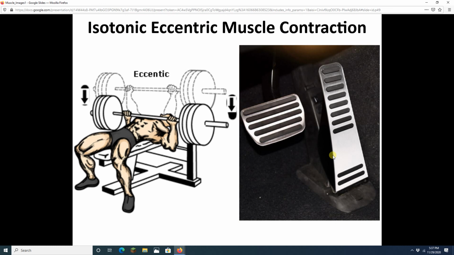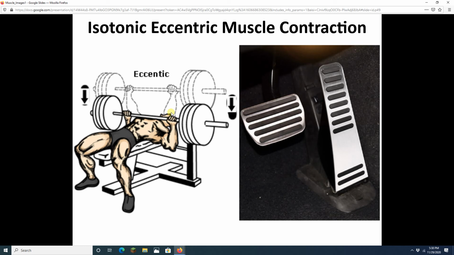Let's contrast that with an isotonic eccentric contraction. So this guy is lowering this weight, a lot of weight, onto his chest. He's not going to let it just crash to his chest. He's going to lower it in a slow, controlled fashion. And when you're doing that, your pec major is getting longer, yet it is still developing tension. So this is called an isotonic eccentric contraction.